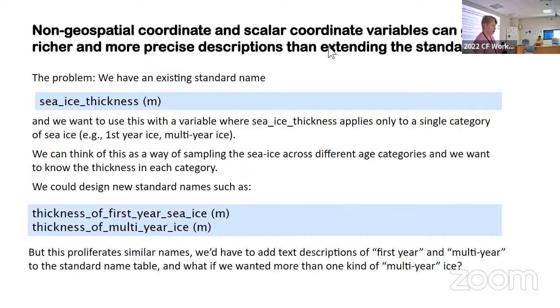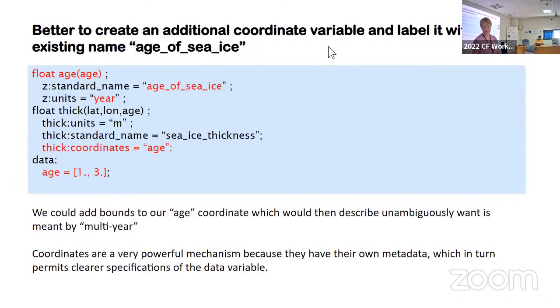So rather than encoding it all in the standard name and writing a description which is sort of set then in the standard name, we can do better. And again, we can add an additional coordinate variable. We already have a standard name, which is age of sea ice. And if we use that as a coordinate variable, we can put our values. So we can use our existing sea ice thickness name, and then we can encode whether we've got one age of sea ice or 20.